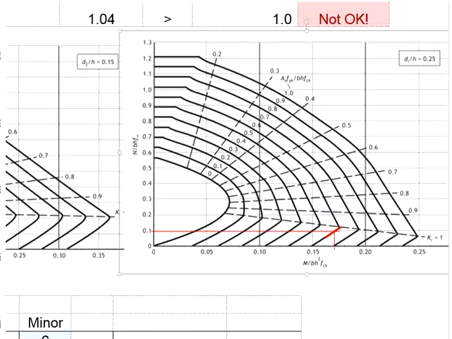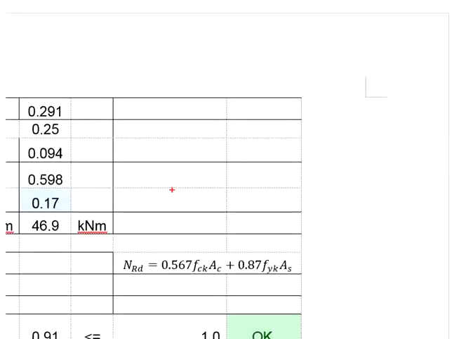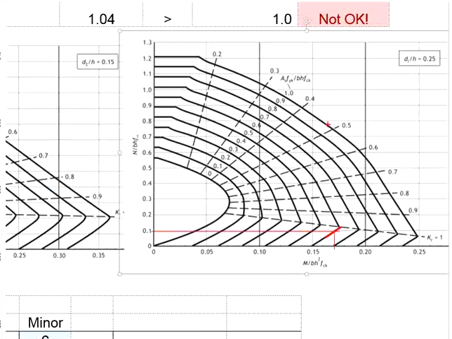You will do the same for the minor axis. Referring to the chart, D2 per H ratio equals to 0.25. Draw a horizontal line at 0.094. And then you need to get 0.598 for the AS FYK per BH FCK, which is this curve. Find the intersections of the point. Draw a straight line down to get the value in the x-axis. That gives you M per BH square FCK equals to 0.17.